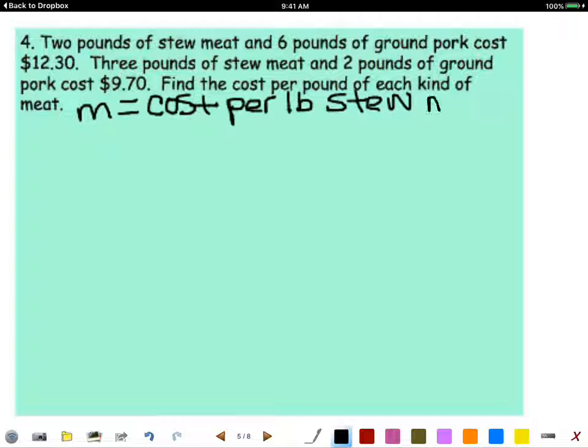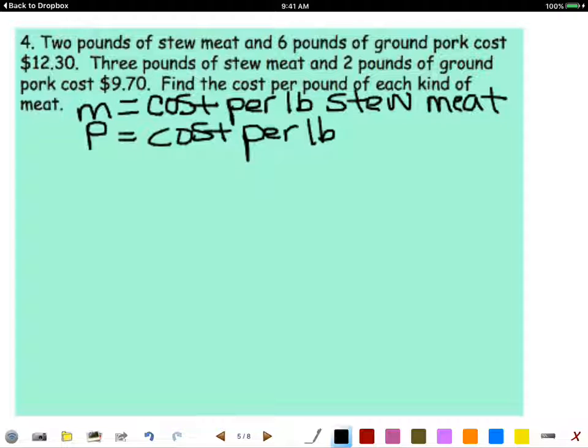You have to write all this out. This is called defining your variables, telling me what your M stands for. If all you put is stew meat, then does that mean you're trying to tell me how many pounds of stew meat, or are you trying to tell me the cost per pound of stew meat? It wouldn't be how many pounds because it's telling you 2 pounds of stew meat. Do you see that? So it's the cost. Okay, and then we're going to use P for the cost per pound of pork.